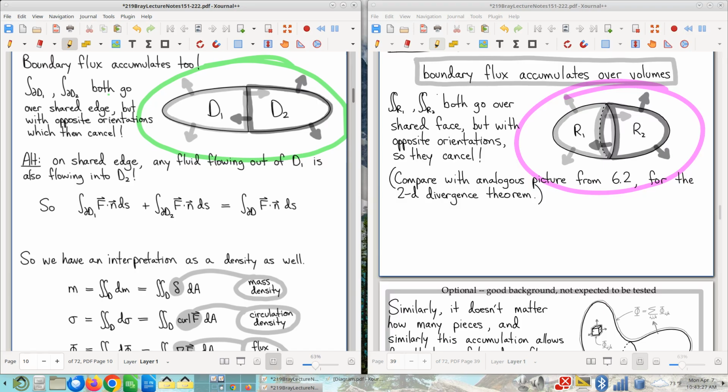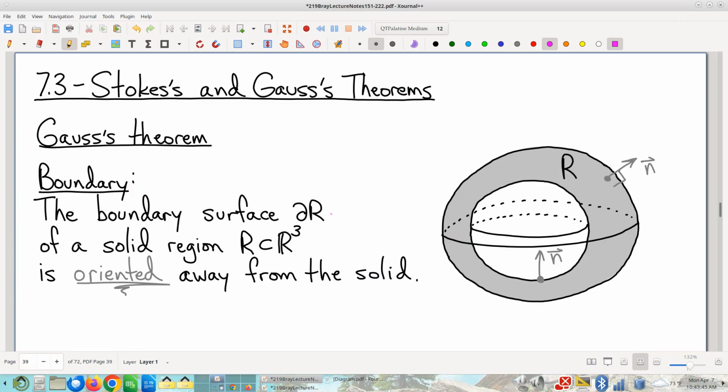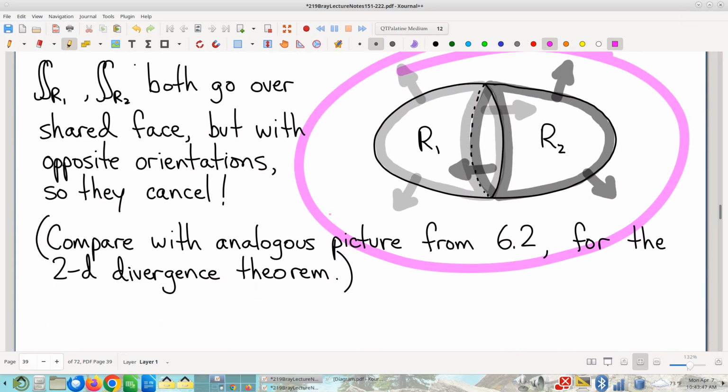And this idea of there being a shared cut piece, and then the orientation's opposite on the two. It's really, really similar. Basically the same ideas. Okay. Alrighty. Okay, moving along.